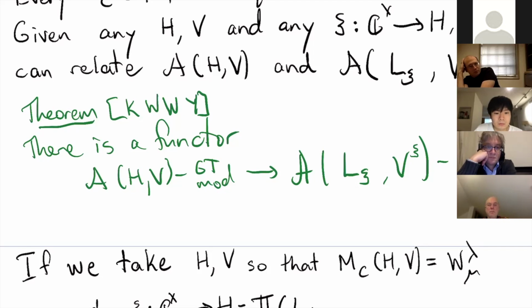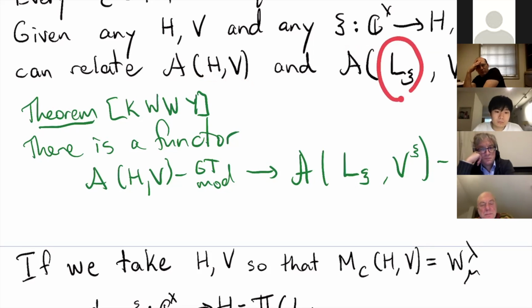And so that's why we're introducing the Coulomb branches. So then we're continuing in the Coulomb branch framework with the following general construction. Given any H and V, and another piece of data, which is just a map from C star into H, there are two algebras we're interested in. One is the Coulomb branch algebra, the non-commutative Coulomb branch associated to H and V. And the second is another group and a representation.